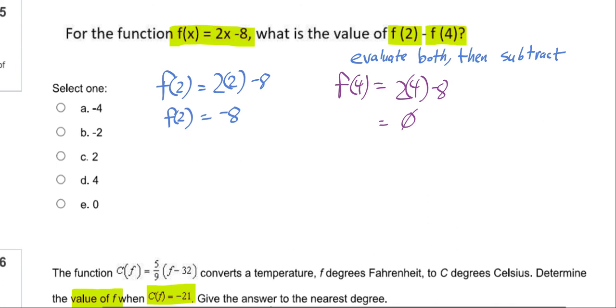So this is saying f of 2 minus f of 4. f of 2 was negative 8. And if we take away f of 4, which was 0, negative 8 minus nothing stays as negative 8. That's not true. What did I do wrong here? 4 minus 8 isn't negative 8. It's negative 4. Negative 4 minus nothing is negative 4.